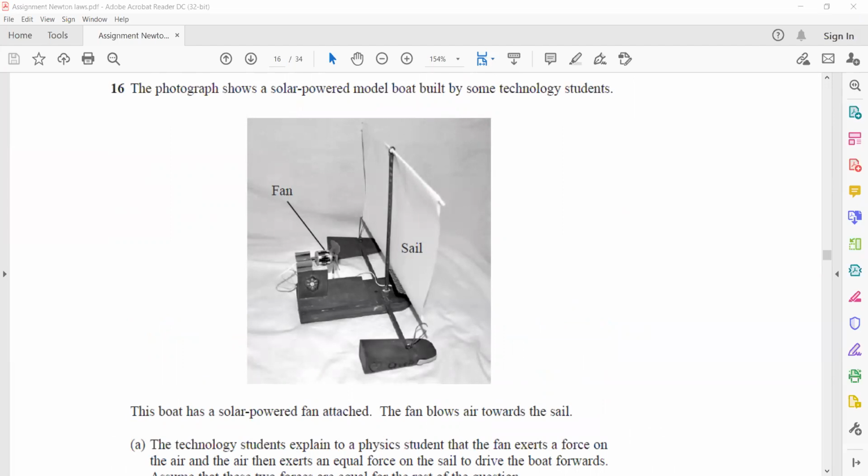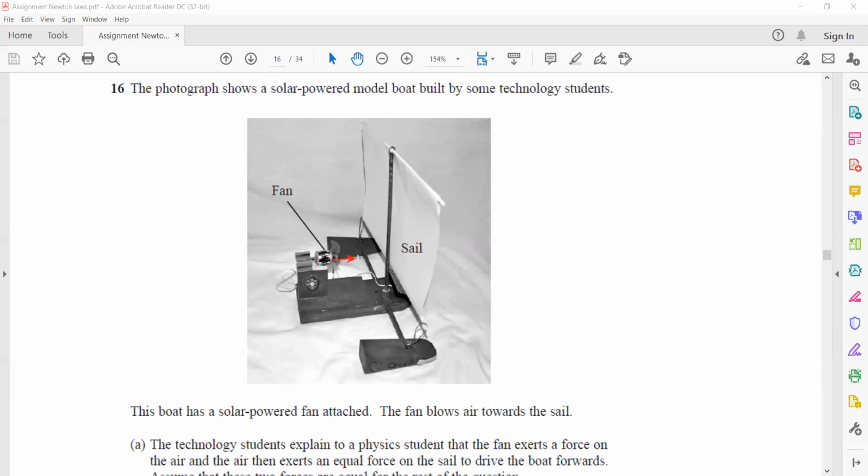the force from the air on the sail and the force from the air on the fan are equal and in opposite direction. So basically what happened, as you can see, the fan exerts a force on the air, then the air will push the fan. Same thing, when these air molecules exert force on the sail, there will be a force on the sail, and there is a force on the fan. And these forces will be equal in magnitude but opposite in direction.